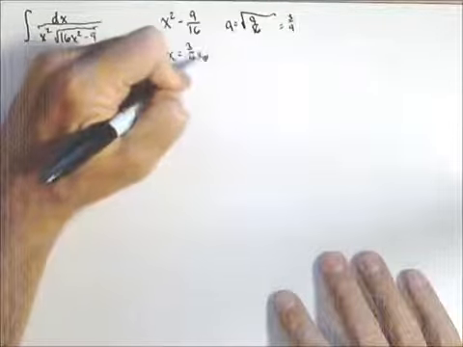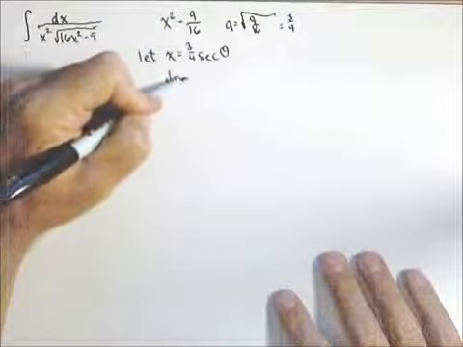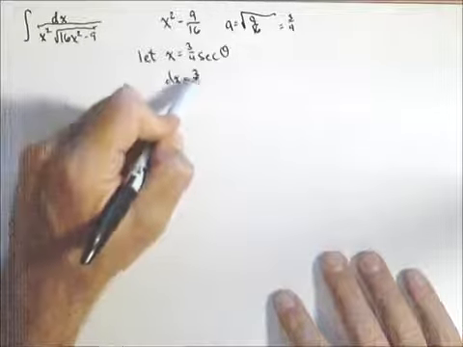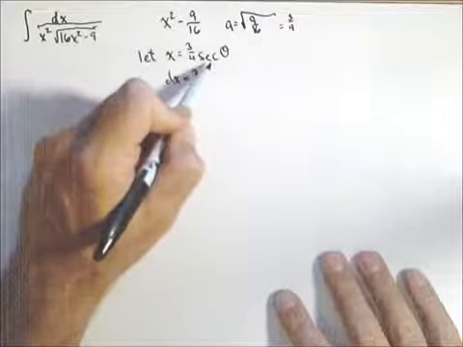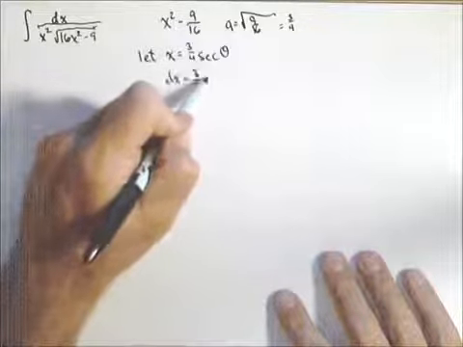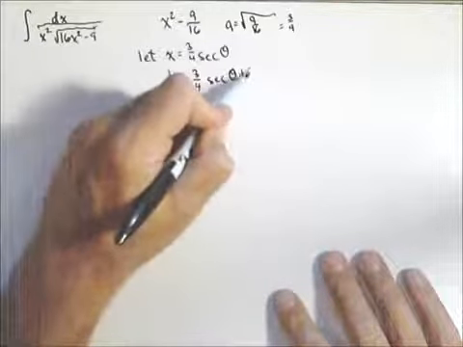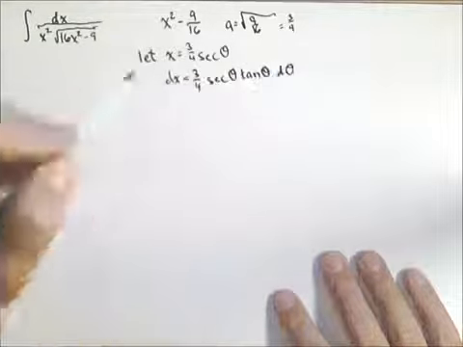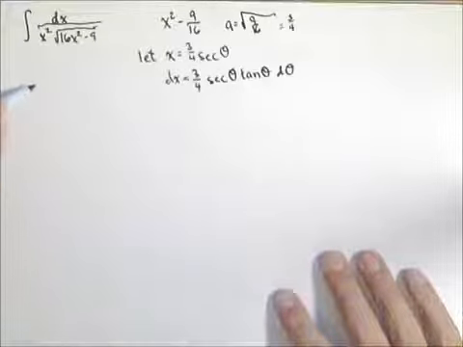3/4 secant theta, and then immediately after identifying your x, you should find your dx, because it's so common for people to forget this. And that's 3/4. Derivative of secant, not one of our most common ones, but it's pretty interesting because it has secant in it. It's just secant theta tangent theta d theta. Alright, now we're going to do our substitution.